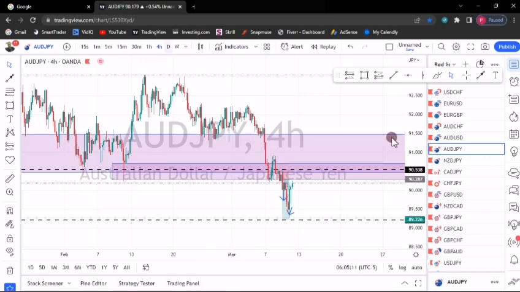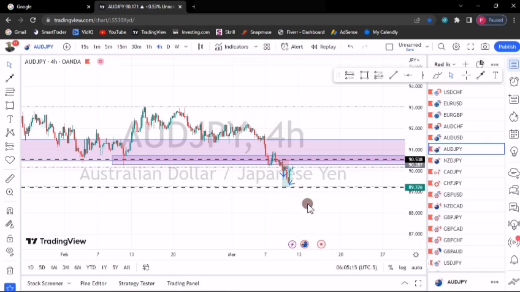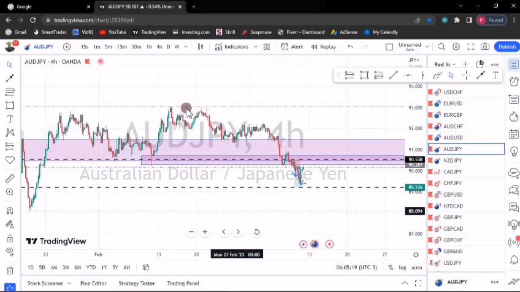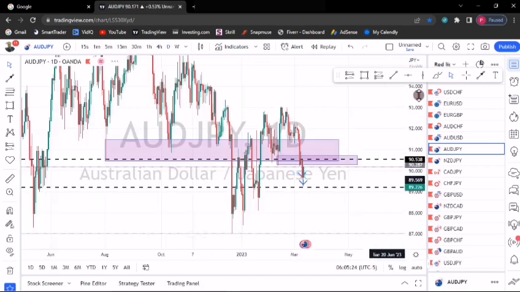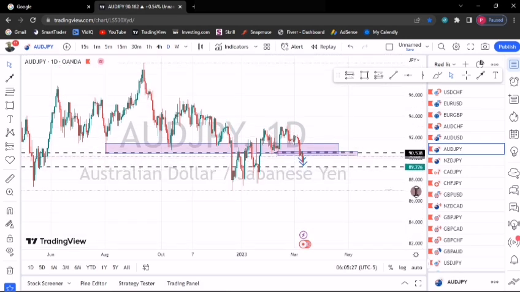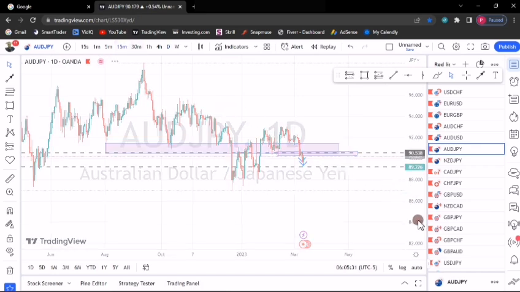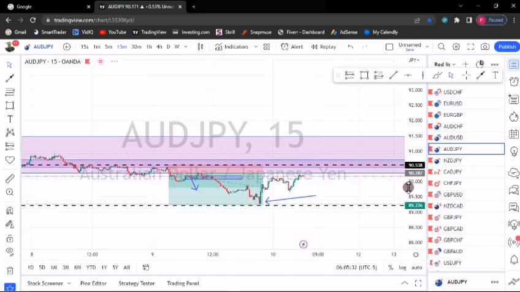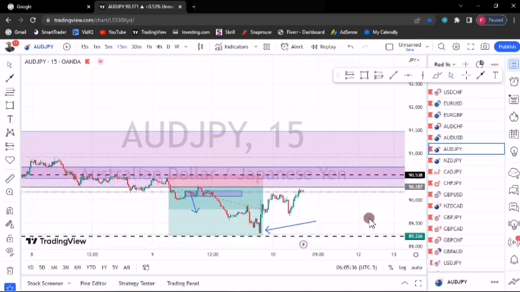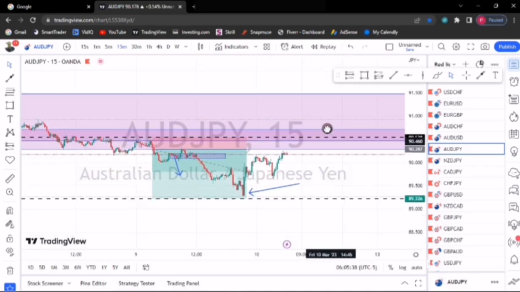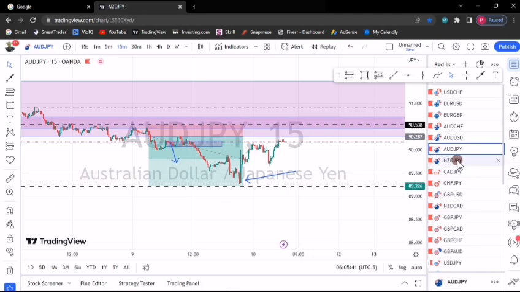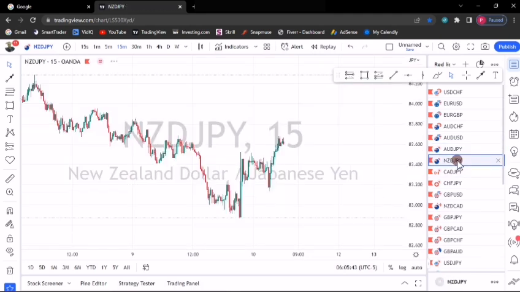AUDJPY, starting from the 4-hour time frame. Looking at it from the daily. Okay, I had a trade right here. I'll leave it for a little while. I'll come and look for a trade a bit later. I had this trade. Let me check NZDCAD.